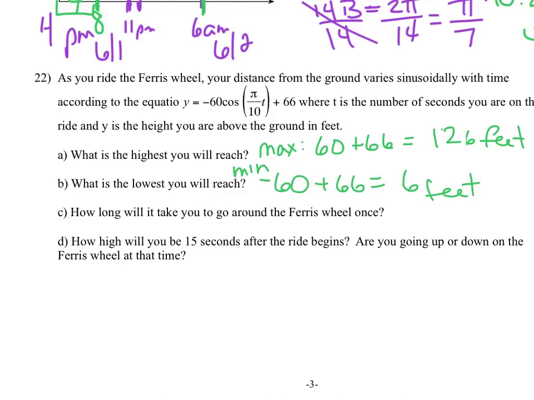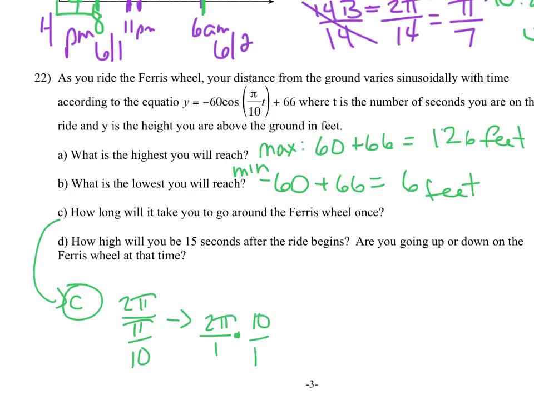Okay, how long will it take you to go around the Ferris wheel? That's your period. So remember, I'm going to just do C down here. So 2 pi over b is your period, and b is pi over 10. So that is keep, change, flip. Those cancel out, so it'll be 20. So it's 20 seconds.